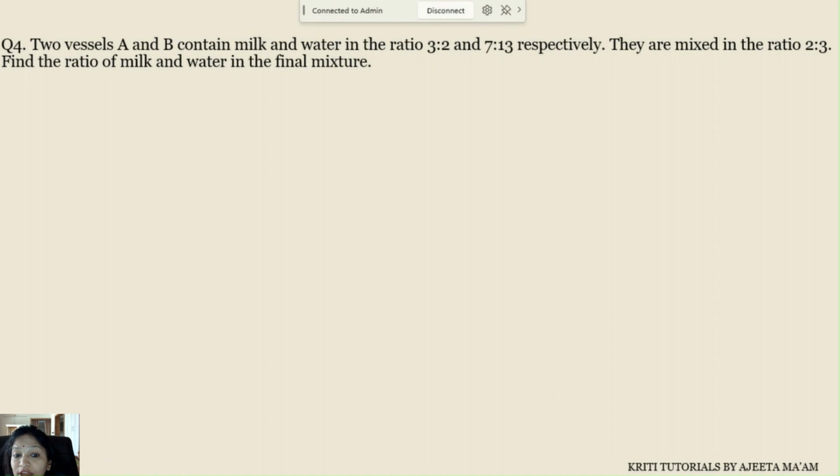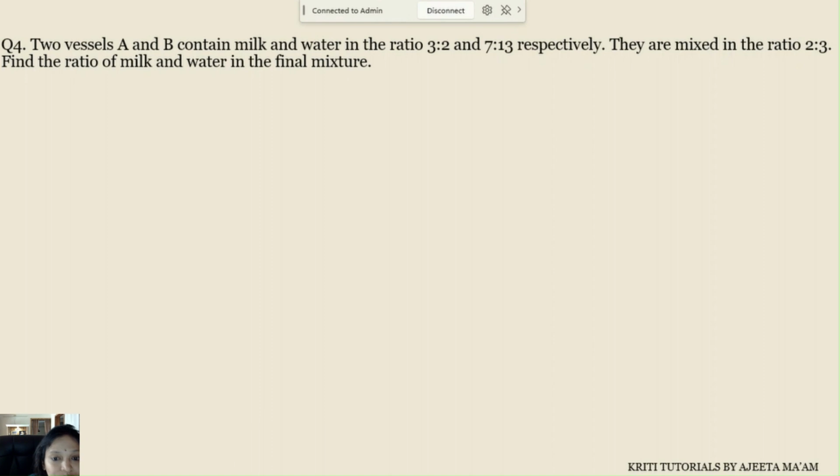Now here again, we have two vessels and two different ratios, but it is different from the previous one. In what respect? Just check the question. Two vessels A and B contain milk and water in the ratio 3 is to 2 and 7 is to 13 respectively. They are mixed in the ratio 2 is to 3. Find the ratio of milk and water in the final mixture. Now this is a totally different question and it's a very, very important question for the exam as well. Here the two vessels are there just like in the previous one, but here the ratio in which they are mixed is given to you, but you are not given the final ratio that you will achieve after getting the mixture. So that you have to find.